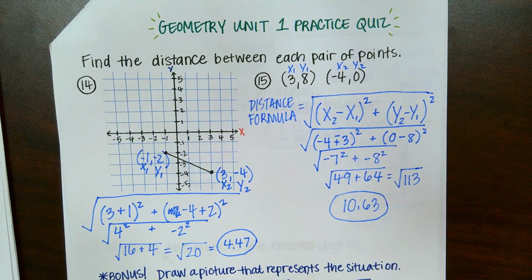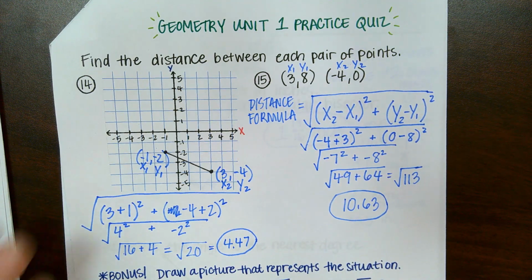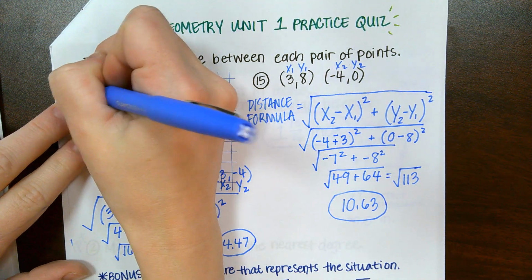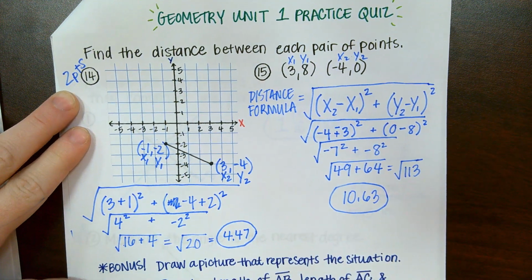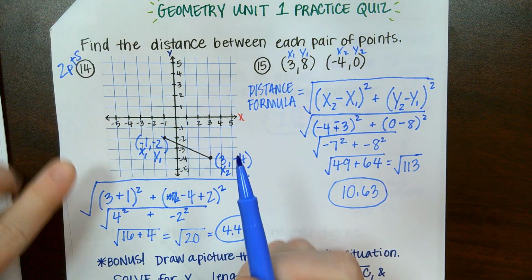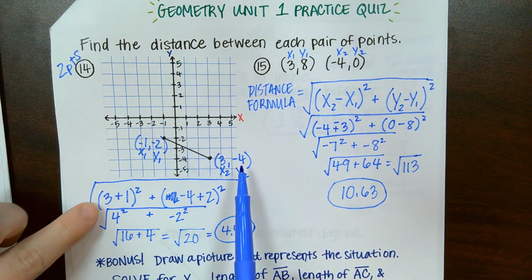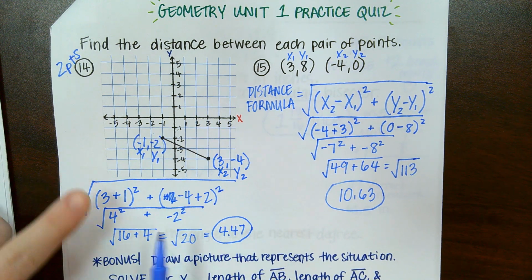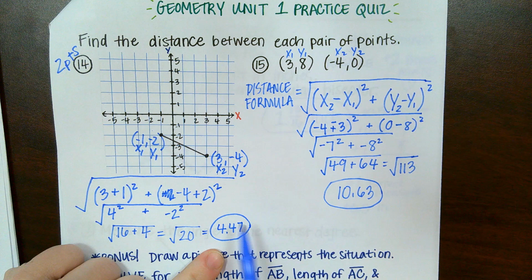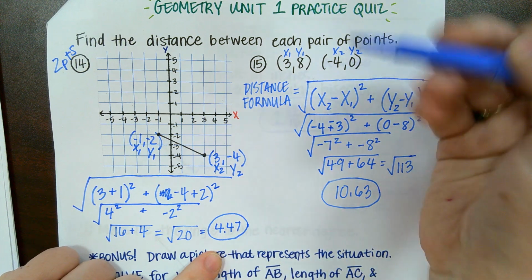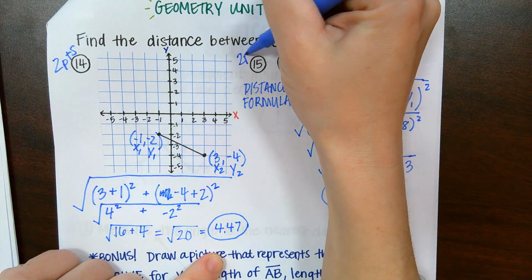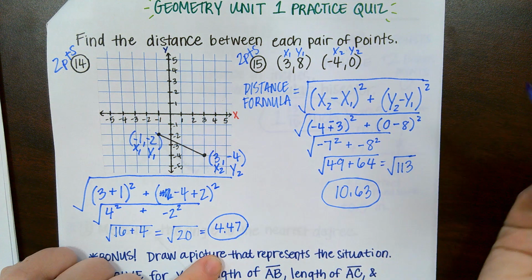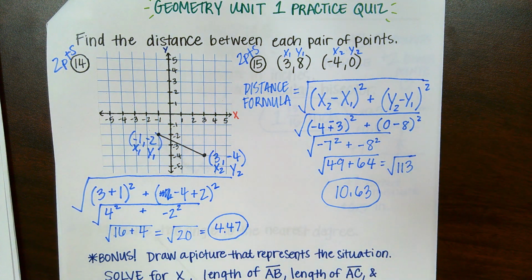All right. Number 14 is worth 2 points. Those points are going to come from using the proper parts of our coordinates in the formula. And the second point is going to come from getting the correct answer. And same thing on number 15, also worth 2 points.